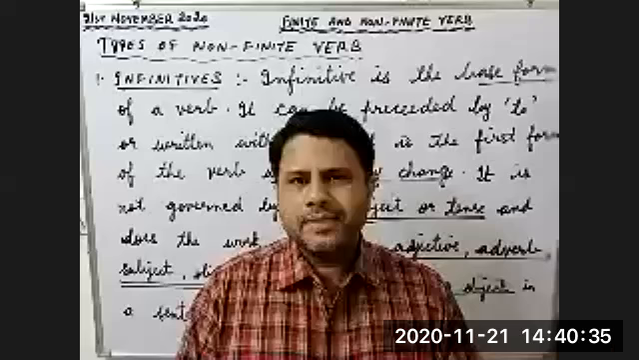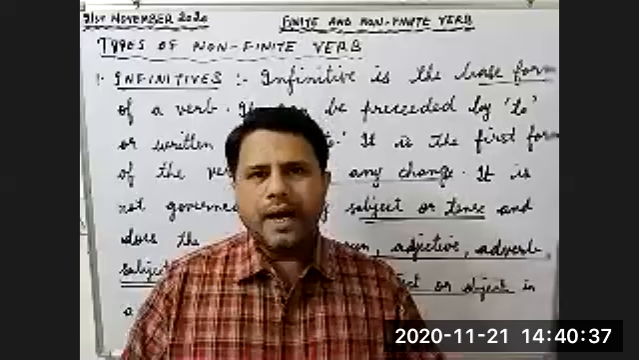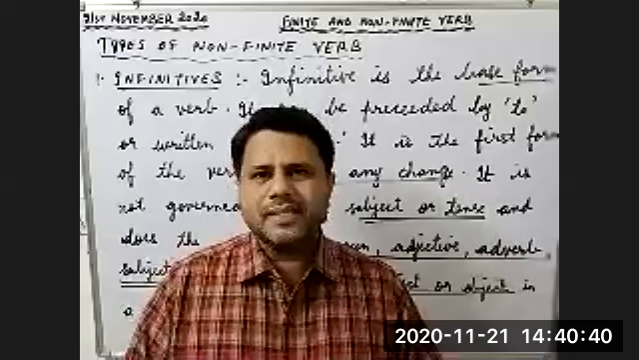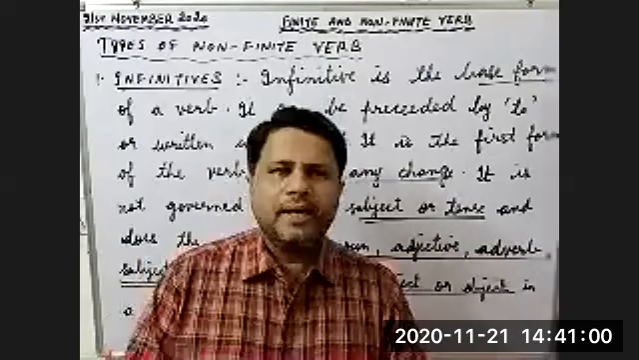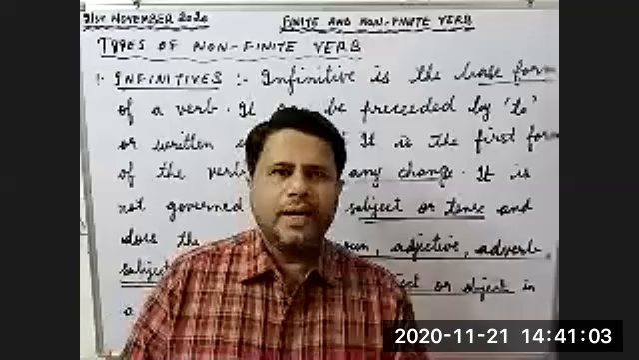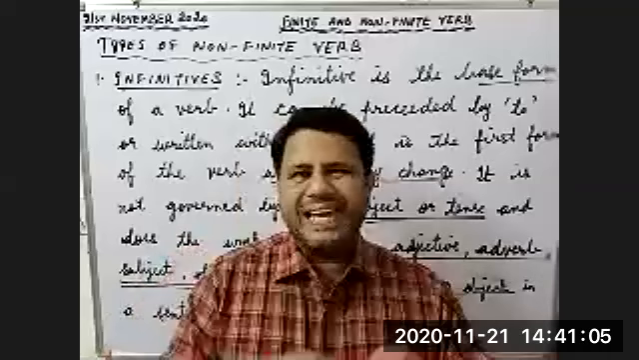Yes, sir. Now I'll write some examples, then the things will be clear to you. Right? First form of the verb or first form of the verb with to, both are called infinitives. If it is used with to, it will be called as to-infinitive. If it is used without to, then it will be called as bare infinitive. Bare means without any help, without any other word, only base form.